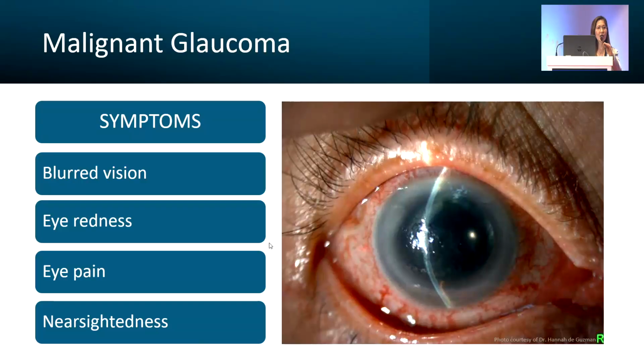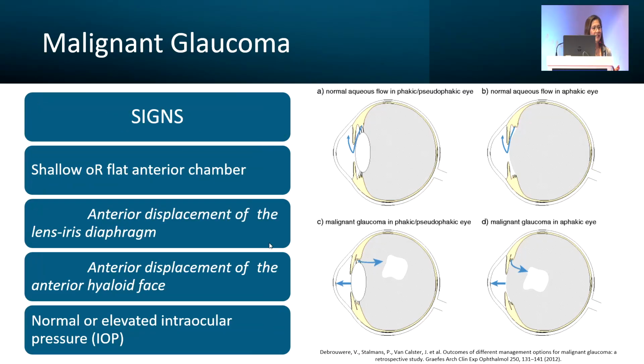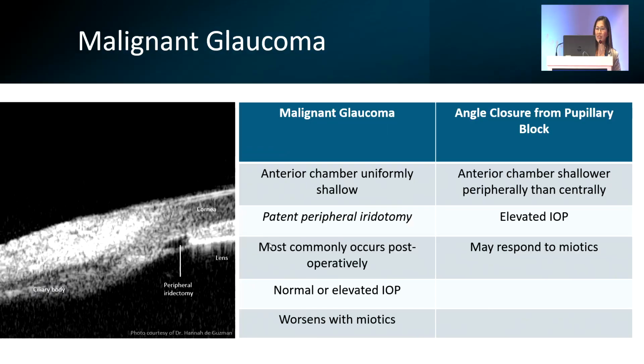Symptoms in the early stages: the patient may have a myopic shift, no? They can read better at near because of the anterior displacement of the lens. Patients may have blurred vision, eye redness, and eye pain. Signs include shallow or flat anterior chamber because of the anterior displacement of the lens-iris diaphragm and the anterior hyaloid face. They may have elevated IOP, but they may also have normal eye pressure, especially in patients post-glaucoma surgery.